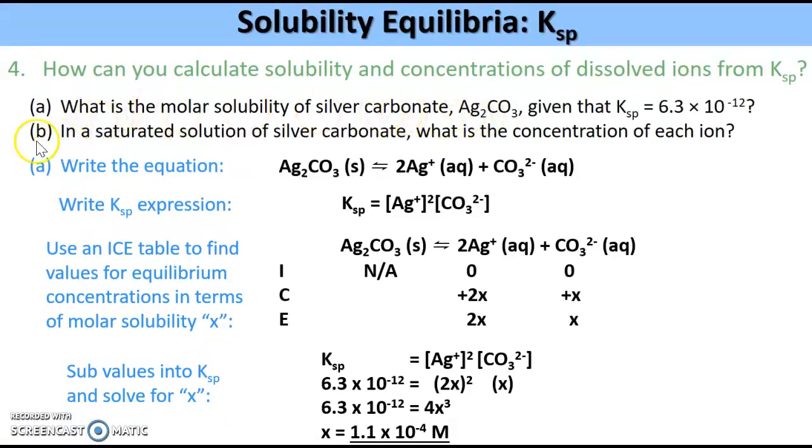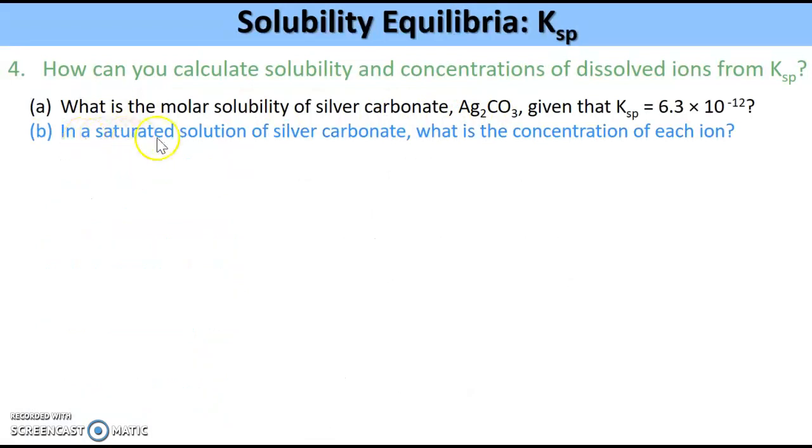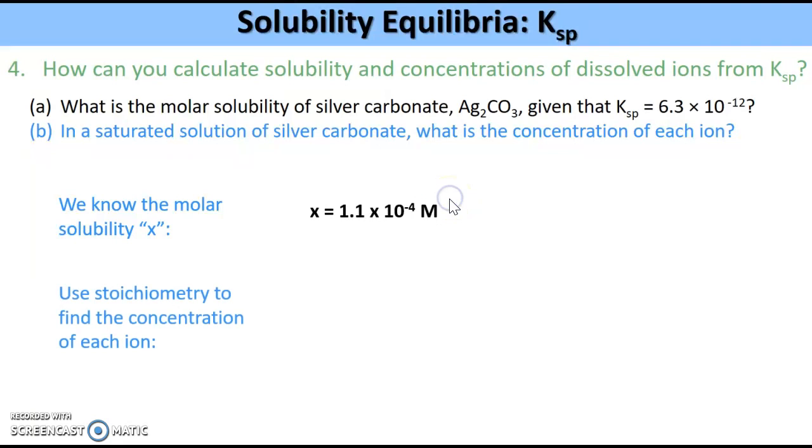Okay, our second question, part B. In a saturated solution of silver carbonate, what is the concentration of each ion? See, we're not quite finished. We worked out the molar solubility of this whole thing. The question is now asking us, what is the actual concentration of silver versus the concentration of carbonate? This is quite a quick one. We already know the value of X, so we simply need to go back and use our stoichiometry.